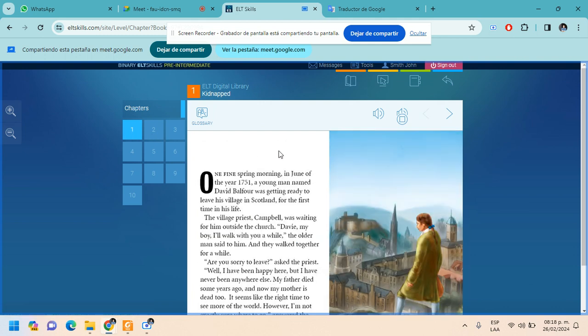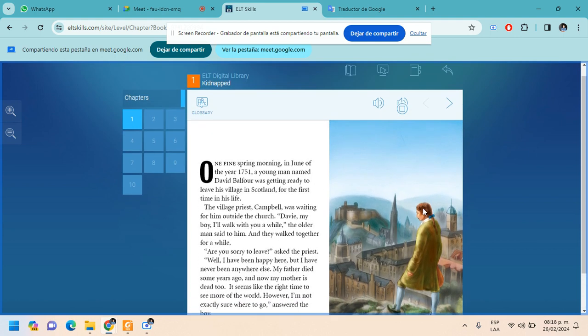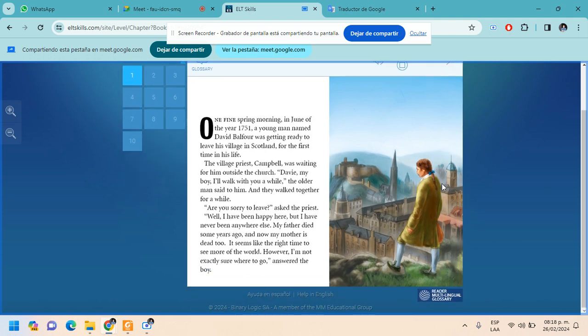Now, tell me please the name of the characters you see in this chapter one. O sea, ¿qué personajes han identificado? Okay, just tell me the names. For example, he is the main character, yes? What is the name of the main character? Yeah, very good. David Balfour. Good, this is one character. Main character means principal character.